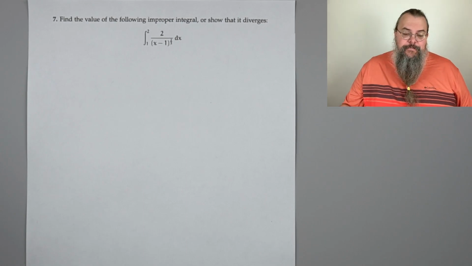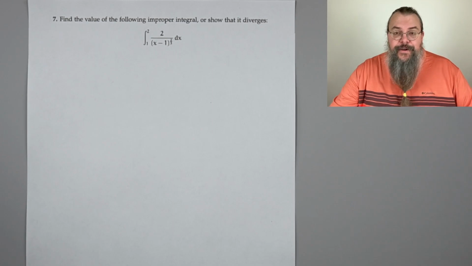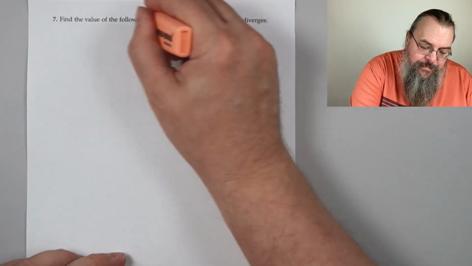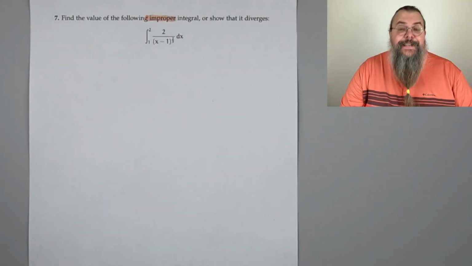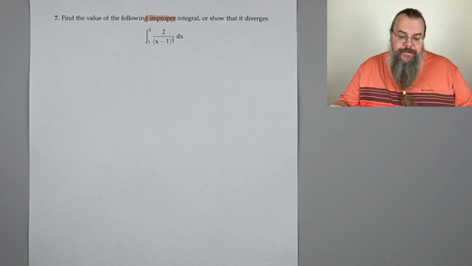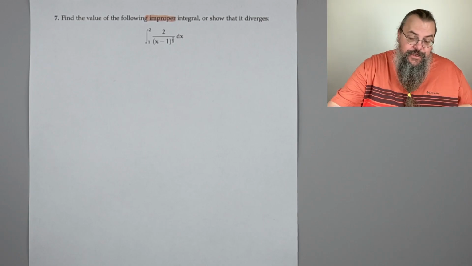Okay, so what do we have? Find the value of the following improper integral. They gave it away. They even told us what we have. Improper integral. What makes an integral improper? Improper integrals means infinity is involved. So that's what we're after. Okay, so find the value or show that it diverges.